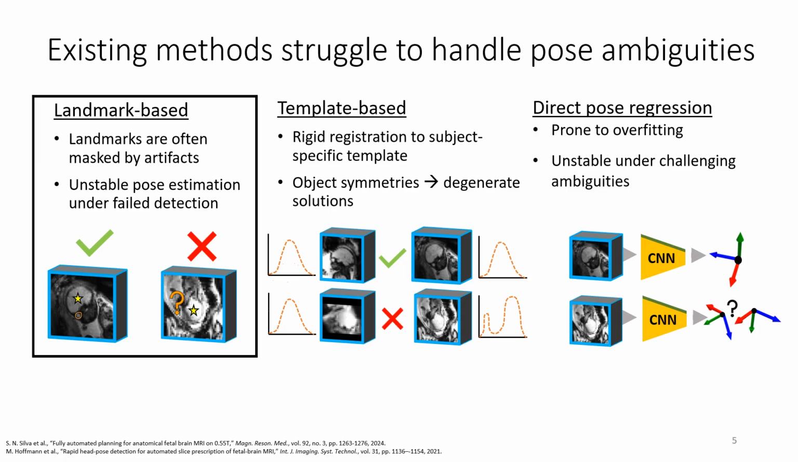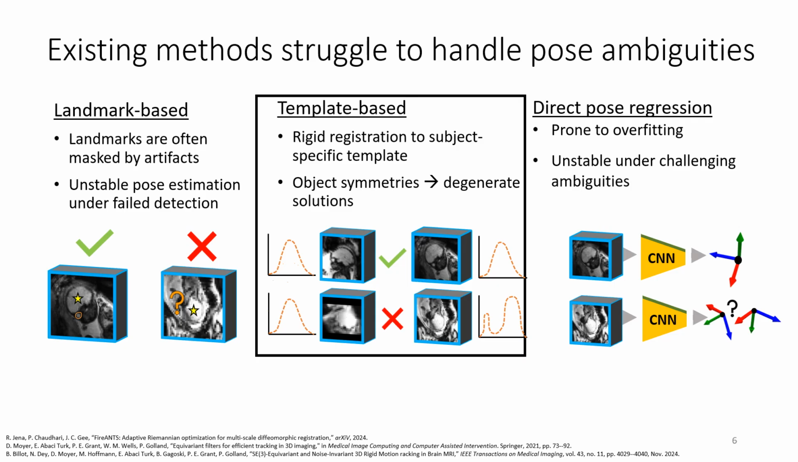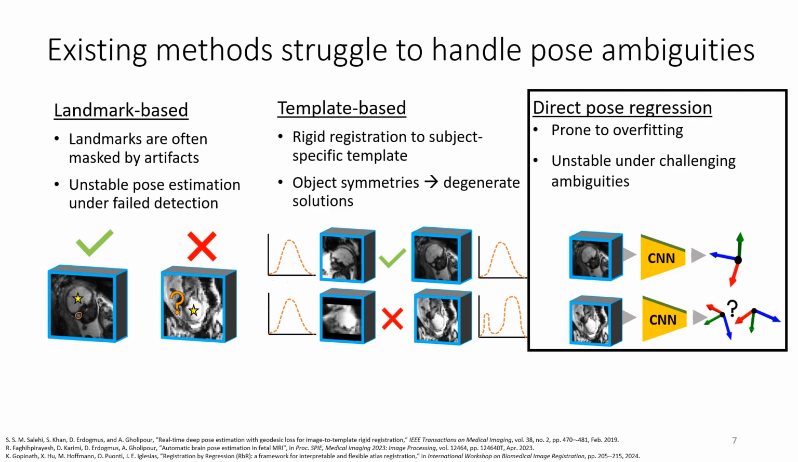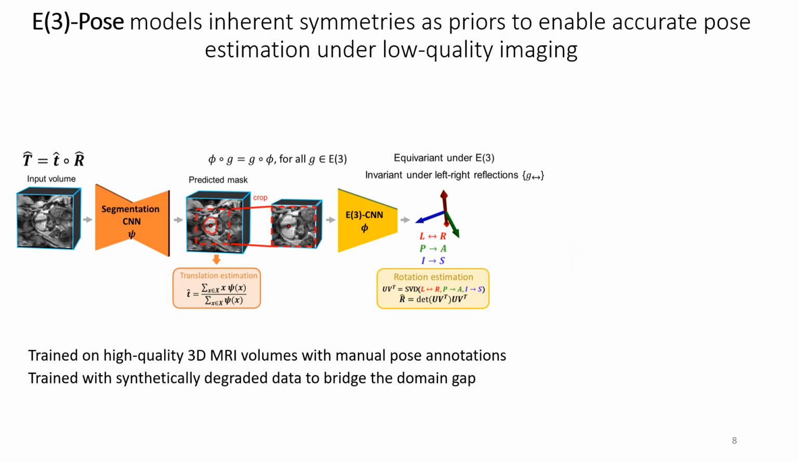Existing methods struggle on these fast navigator volumes because they rely on being able to see details to disambiguate pose. This includes key point detection, rigid registration by aligning image intensity distributions, and directly regressing pose with standard CNNs. So we had to rethink traditional approaches to pose estimation to better handle these challenges.